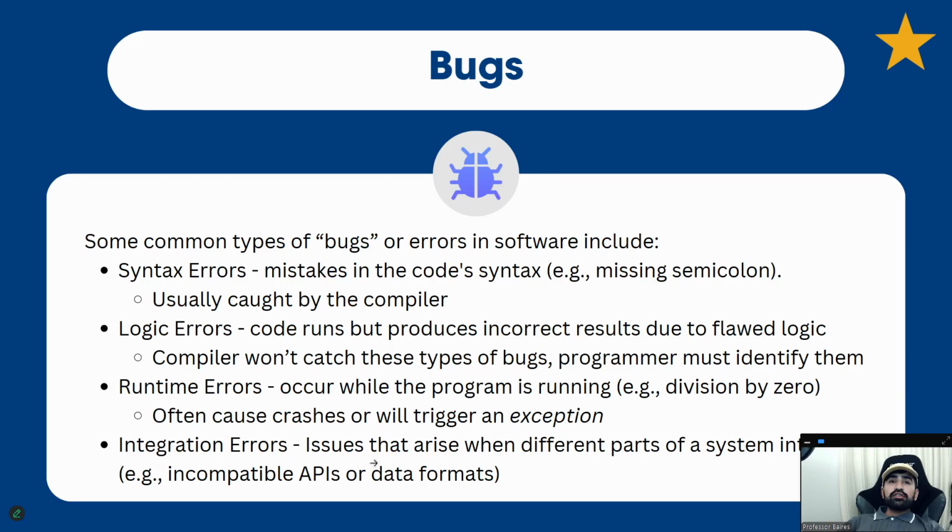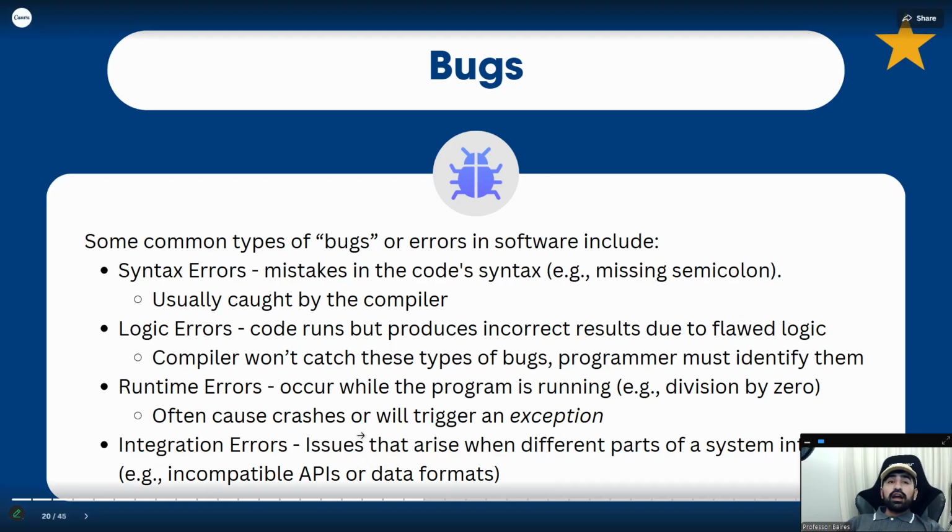Integration errors are a little bit higher level, once you're further along in your skill set, once you're building more complex systems. When you're putting different parts, different programs, different tools together, you might get integration errors. An example of that could be APIs. APIs are how software communicate with each other. If that software doesn't work well with each other, if you didn't program it correctly to work with a specific API, then that can trigger an integration error, for example.